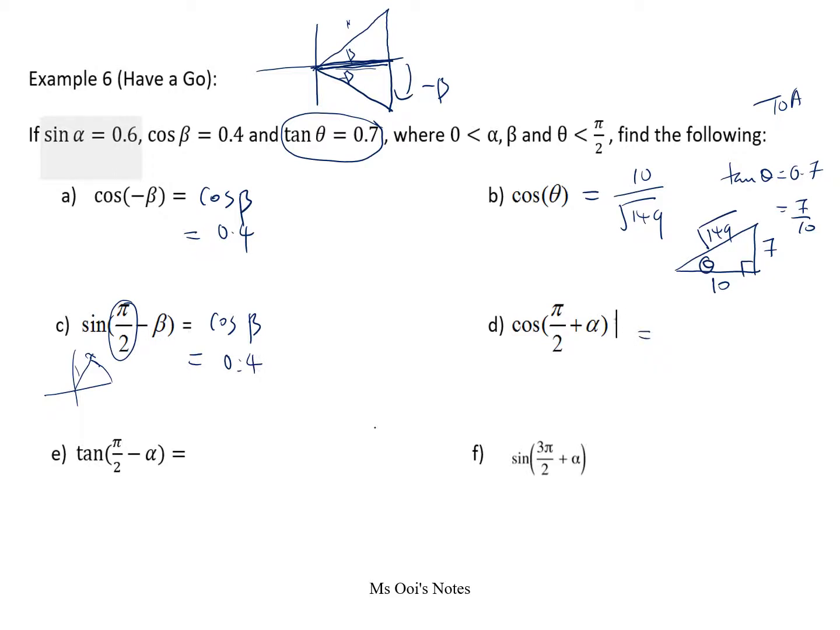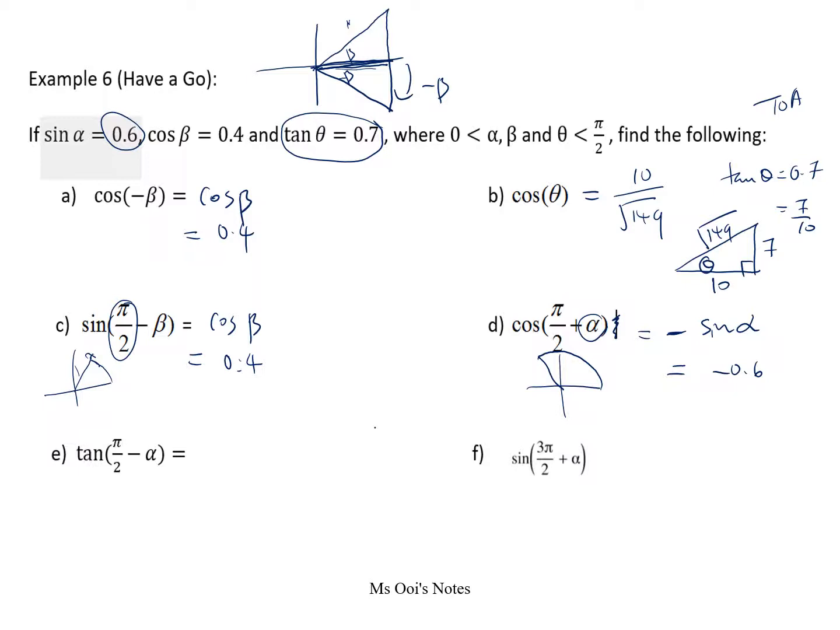Okay, the next question is cos of pi over 2 plus alpha. Again, think of whereabouts this is in the unit circle. Pi over 2 plus alpha is in the second quadrant. In the second quadrant, cos is negative, so put a negative sign. Now, because of pi over 2, cos has turned to sine of the angle alpha. So negative sine alpha, which is 0.6, so it's negative 0.6.